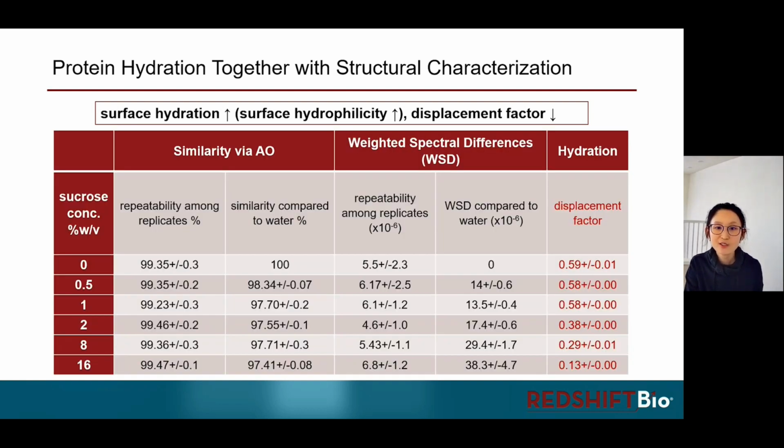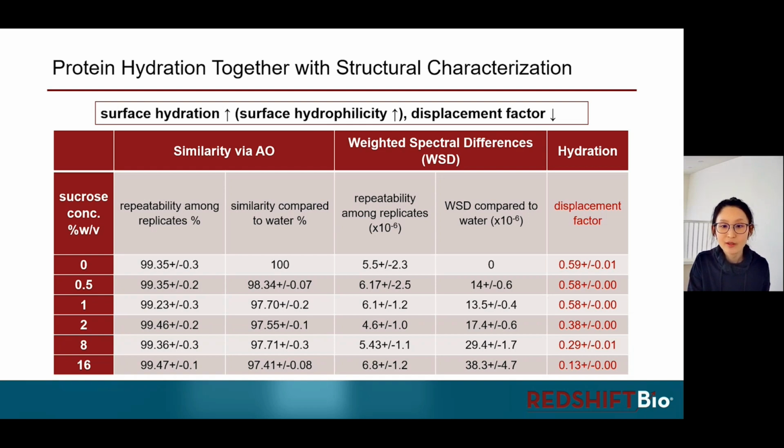So here we see a trend of decreasing displacement factor with an increasing sucrose concentration. And this suggests that sucrose has the effect of enhancing lysozyme surface hydration and increasing its hydrophilicity or lowering its surface hydrophobicity, which usually relates to an increase in stability. And this agrees with what we would expect with the increase of sucrose concentration.